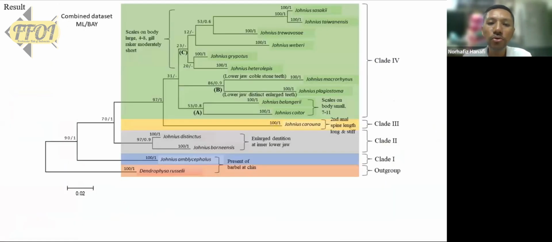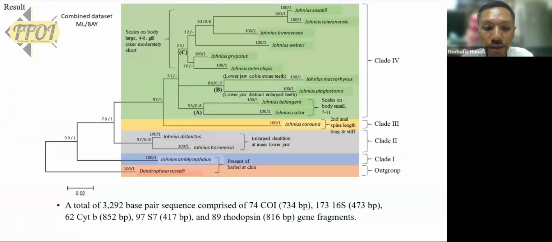Okay. So this is my 1000 best pair, 3292 best pair comprising 74 CO1. You can see the outgroup. Saya letakkan outgroup ini adalah Dendrophysa recently. So the close outgroup. Bang, the 10 minutes left before question time. Okay, I will finish.